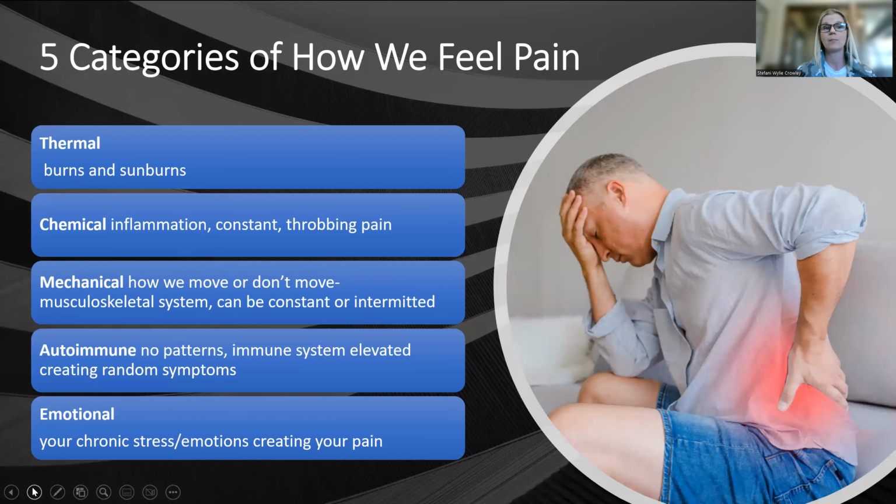We've had clients that had back pain before, and it was so chronic.